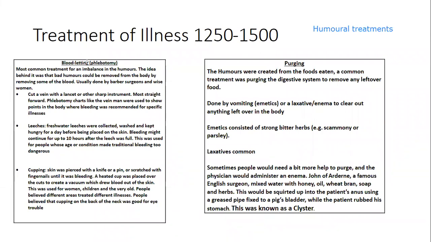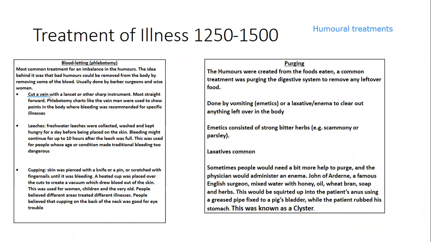So the first one, bloodletting, phlebotomy. This is the most common treatment for imbalance of the humours. This is what they believed, where they could remove bad humours by removing some of the blood, usually done by barber surgeons and wise women, never done by physicians, because remember, very religious people could not cut the body. So you could cut a vein. This was the most straightforward.